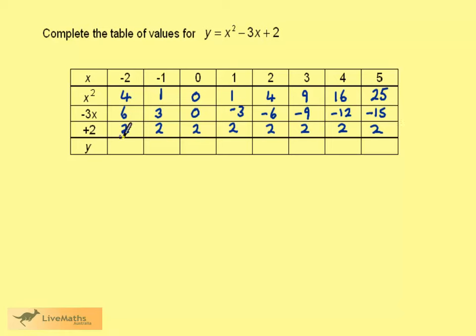Now 4 plus 6 plus 2 is 12. 1 plus 3 plus 2 is 6. This adds to 2. This adds to 0. This adds to 0. 9 take away 9 add 2 is 2. This adds to 6. And finally, 25 take away 15 is 10. Add 2 is 12.